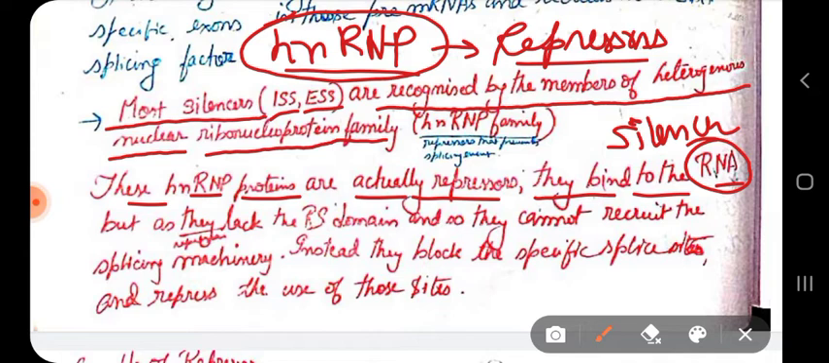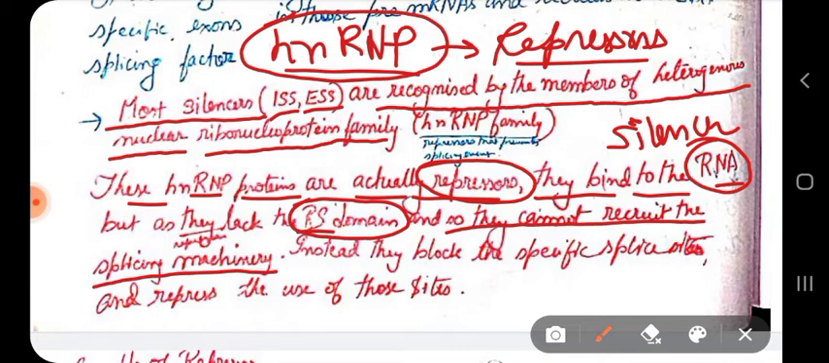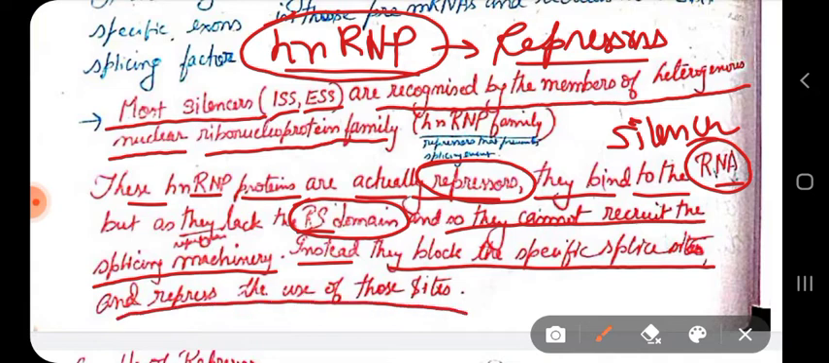And because these repressors don't have a serine arginine rich domain, they lack this domain, so they cannot recruit the splicing machinery to come and bind. They prevent the splicing machinery from interacting with the 5' and 3' splice sites. Instead, they block those specific splice sites and repress the use of those sites.